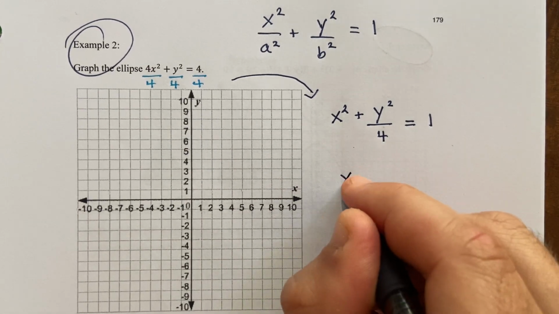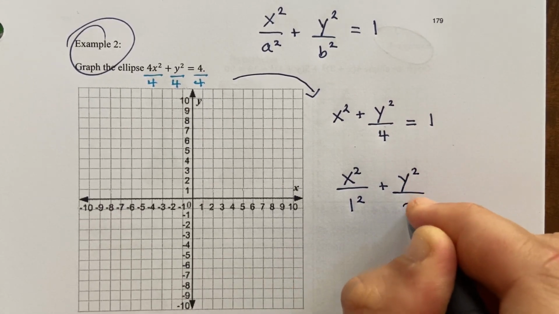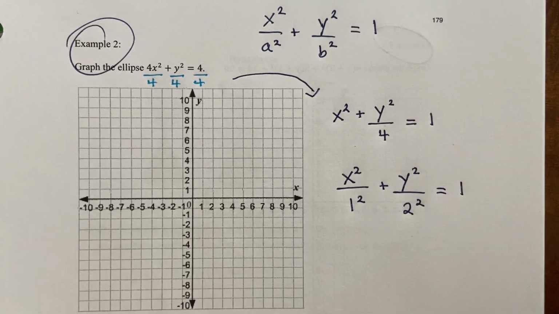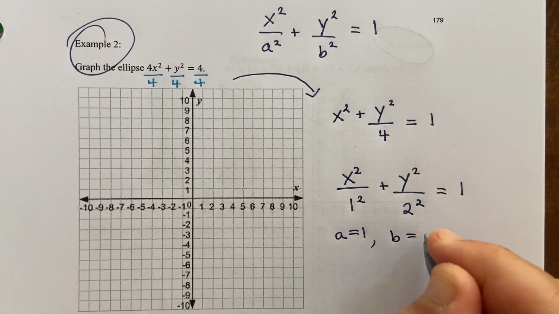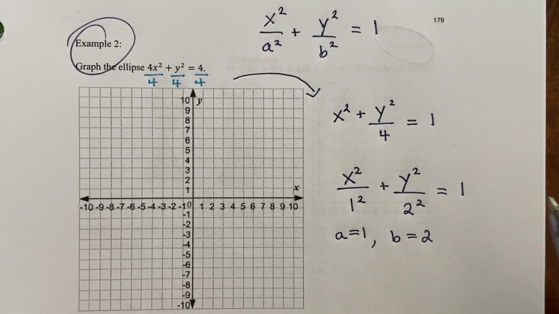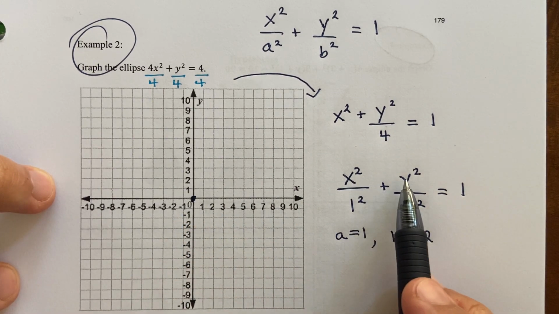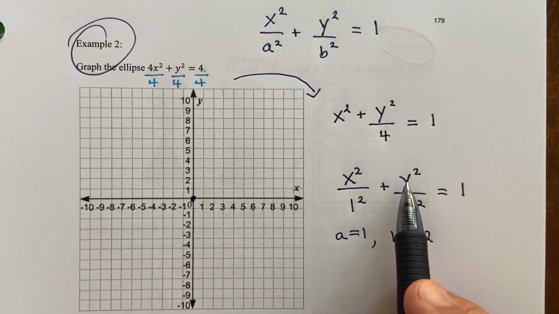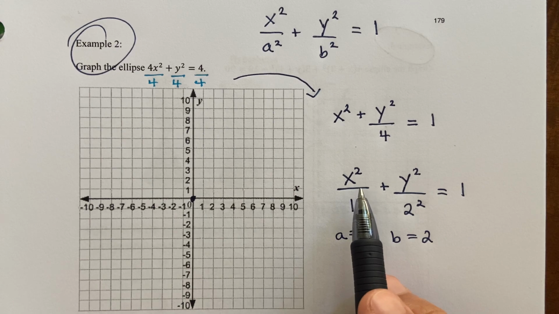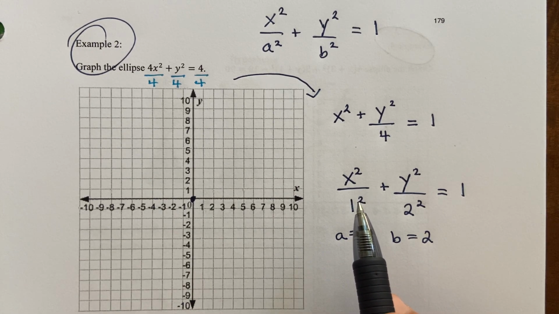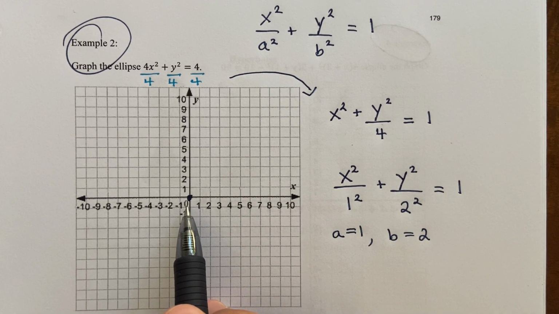X squared is the same as having x squared over 1 squared. Y squared over 4, same as y squared over 2 squared. So in this case, a is 1 and b is 2. And this is the standard form of the ellipse. Again, the center is 0 because I don't have any shifts. If this thing were shifted, you would see additions or subtractions to x or y, just like the circle, when it gets shifted, you have those additions or subtractions to the input. So we don't have any of those here, so this thing is just centered at 0, 0.